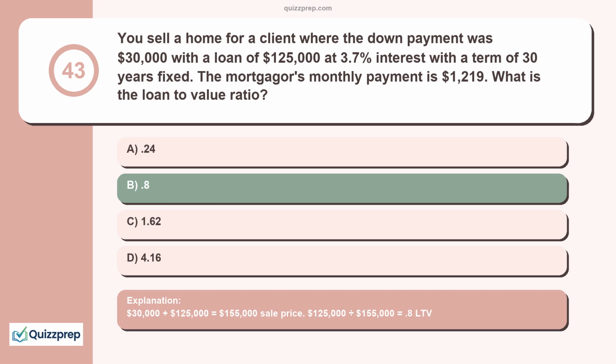$30,000 plus $125,000 equals $155,000 sale price. $125,000 divided by $155,000 equals 0.8 LTV.